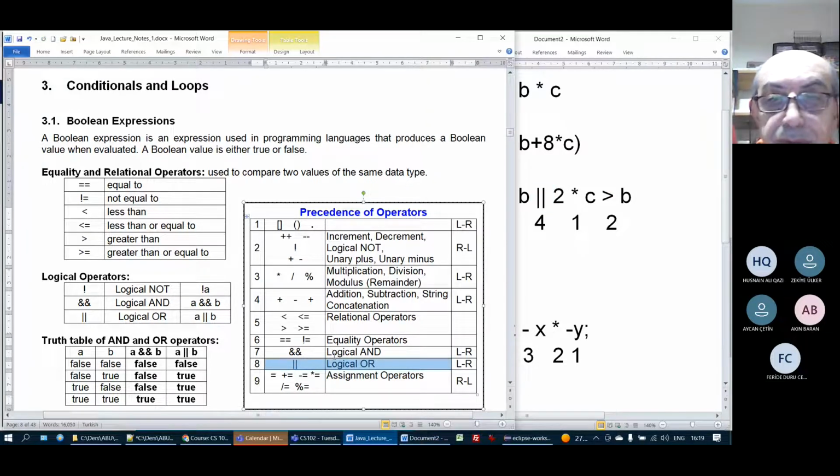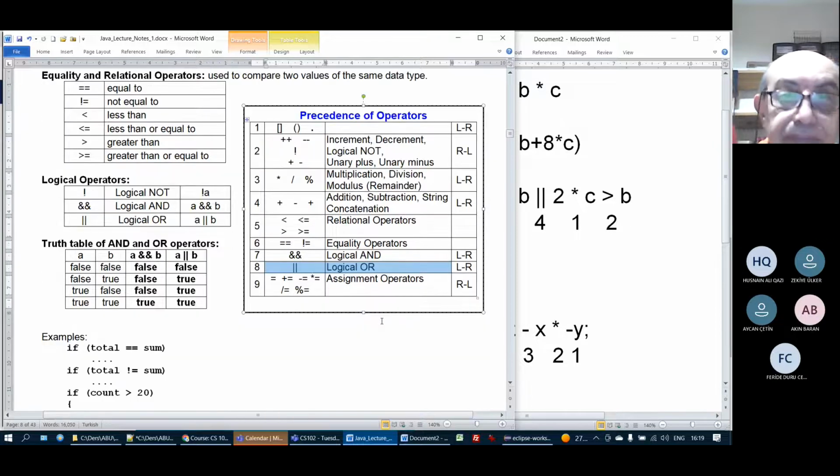So you have to know this precedence of operators table. It is not too difficult. Unary plus, unary minus, increment, decrement is first. Of course, before those, parentheses have higher priority. Then we have unary plus, unary minus, increment, decrement. Multiplication, division, and modulus have precedence over addition and subtraction. You have to know that.